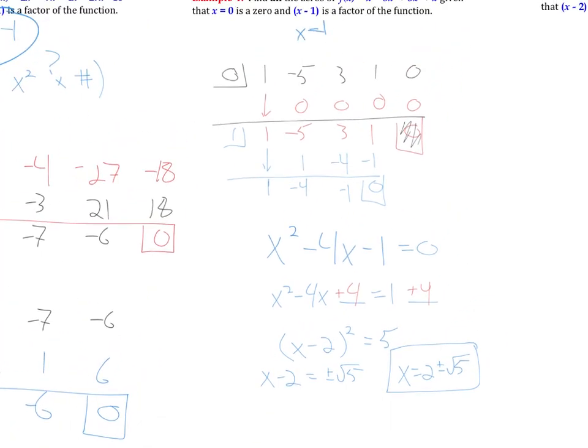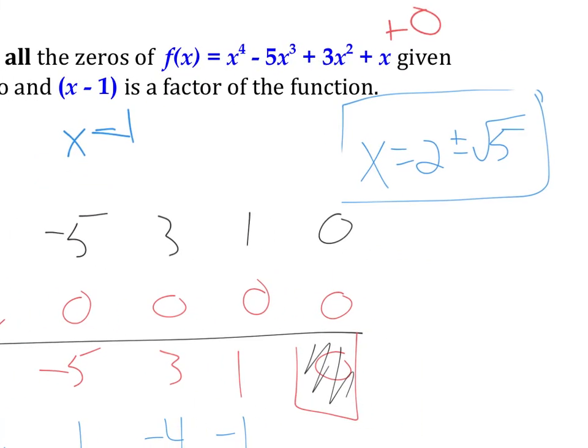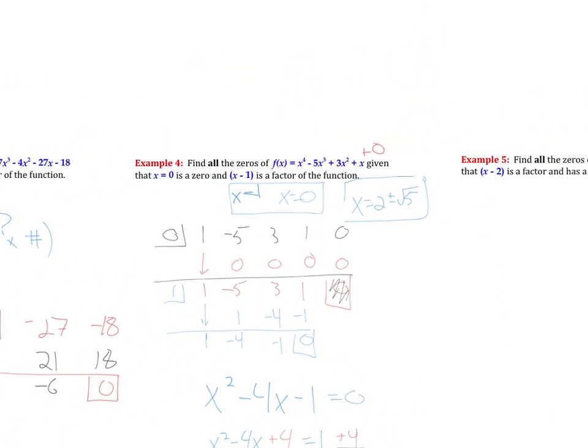So my 4 solutions that I've found. Let me steal this because I'm too lazy and I don't want to rewrite it. We've got x equals 2 plus or minus radical 5. And then the stuff they gave us right at the start, x equals 1 and x equals 0. And there we have our 4 total answers.